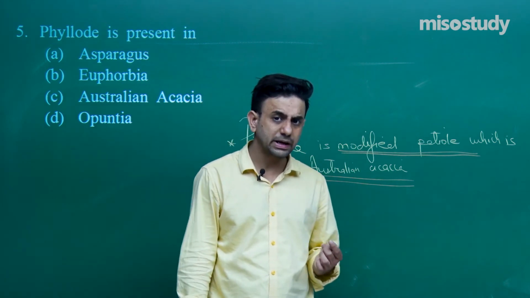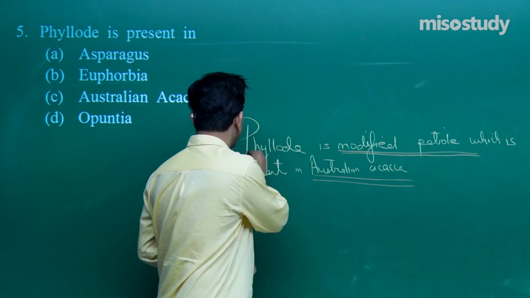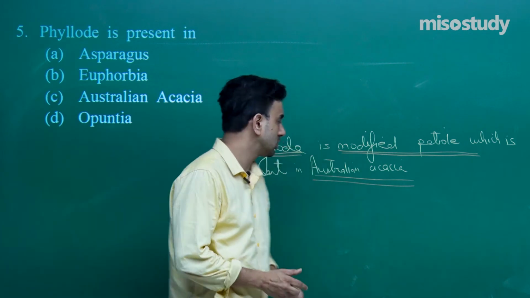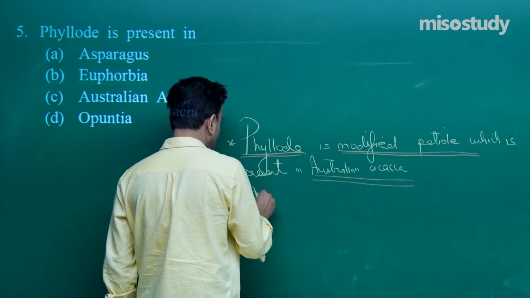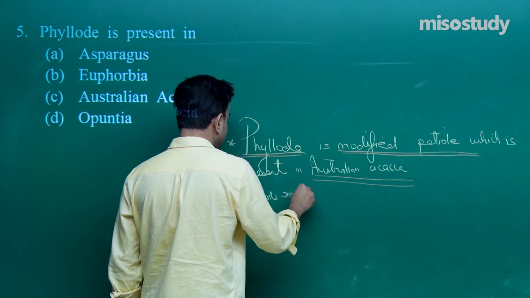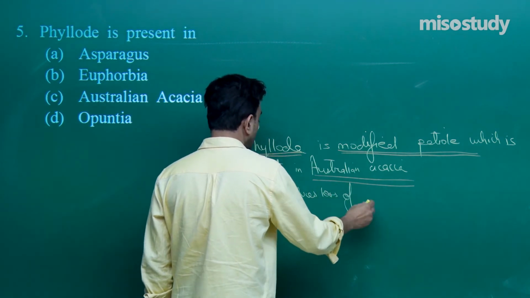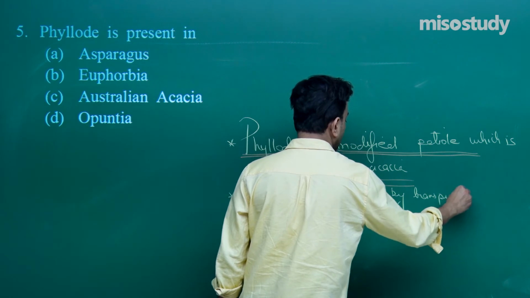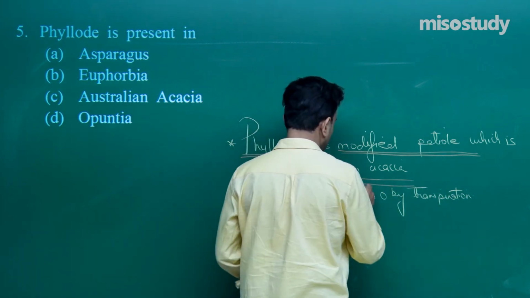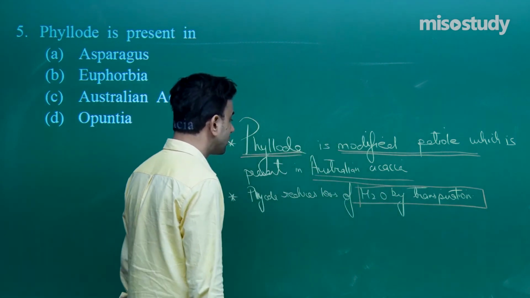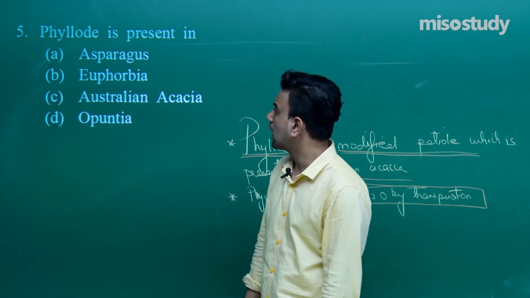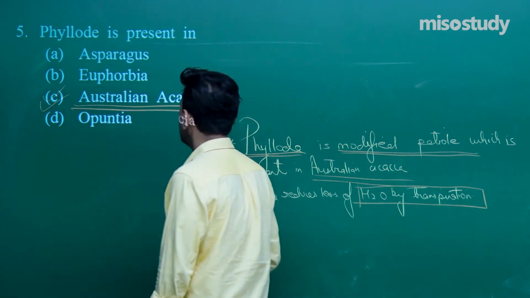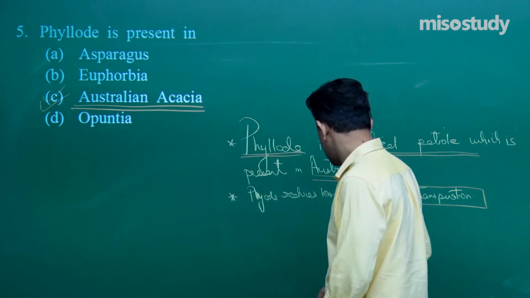Now, what happens? This is upright, and this phyllode is actually conserving water, reducing water loss by transpiration. Phyllode reduces loss of water by transpiration, and hence we see that phyllode is present in the Australian Acacia. Next question.